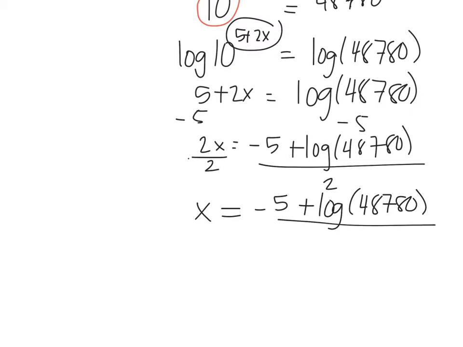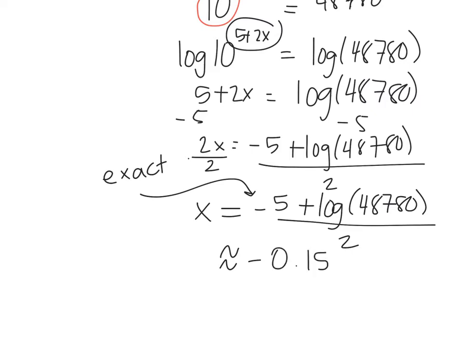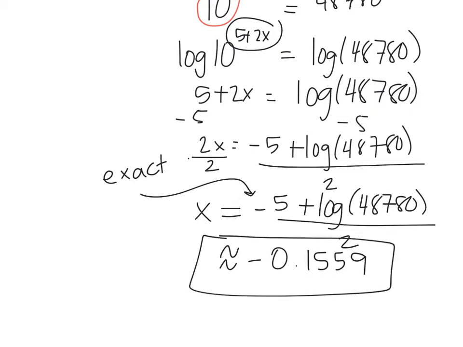48,780 divided by 2. Again, this is my exact answer, and when I put this into my calculator, I should get an approximate. And this is one to practice because a lot of people in my 5A class were getting it wrong, so make sure you practice. So I got negative 0.1557. Sorry, 559. Yep. Okay, so make sure you're doing the correct amount of parentheses and all that good stuff if you put it all in the calculator at once. All right.